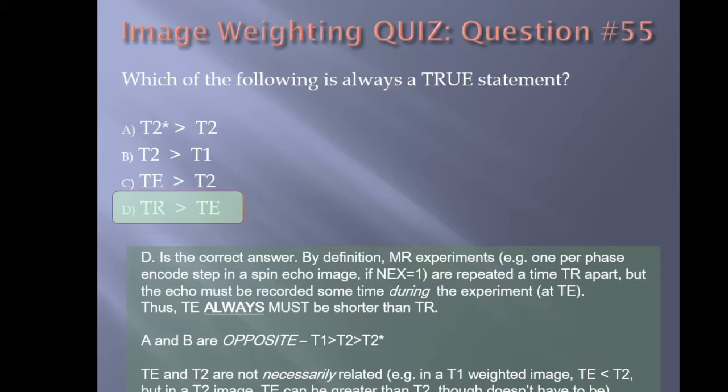T2 star is actually the opposite. T2 star is always shorter than T2. T2 greater than T1 is the opposite of what is usually true. And TE is greater than T2 is kind of senseless. It could be either, depending on what sequence you're doing.